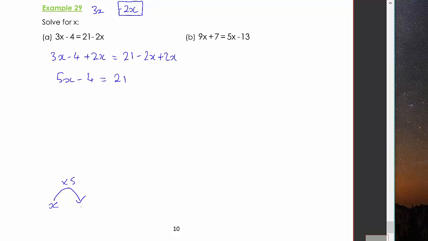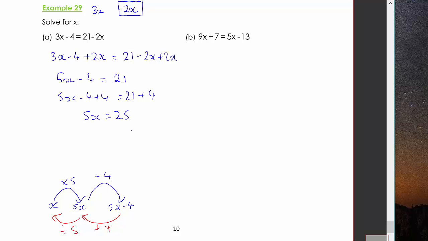We multiply by 5. We subtract 4. To undo that, we're going to add 4, divide by 5. So 5x minus 4, add 4 is 21, add 4. So 5x equals 25, and then we're going to divide by 5, giving me x equals 5.